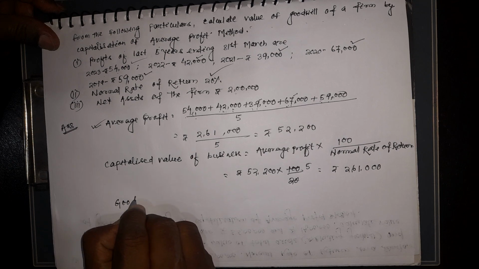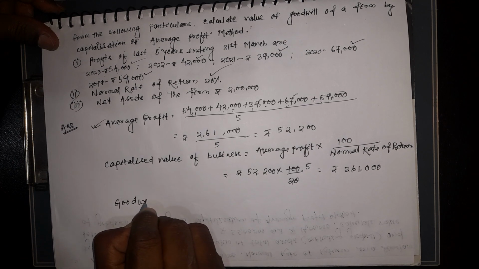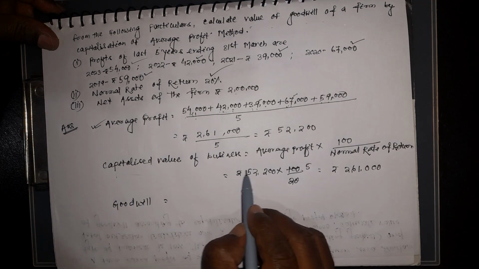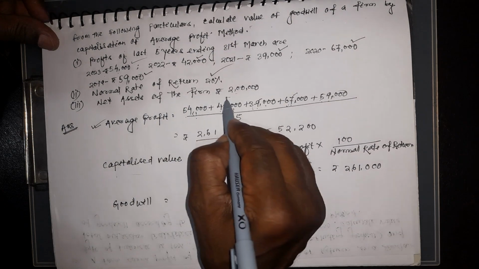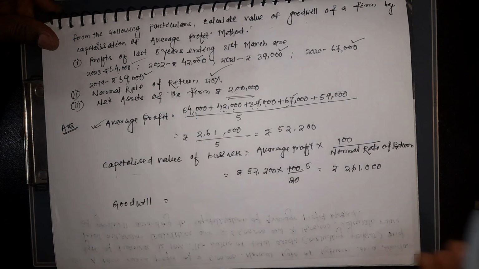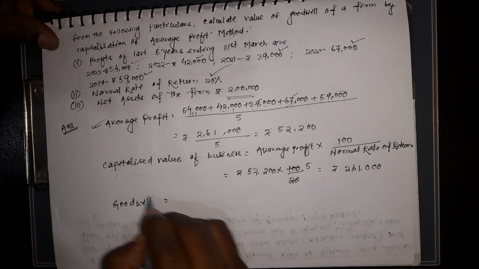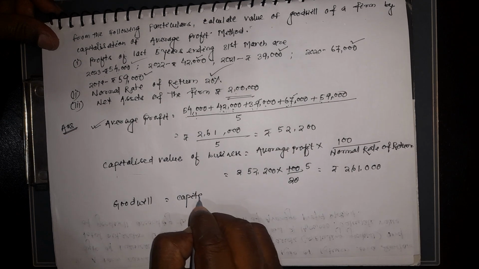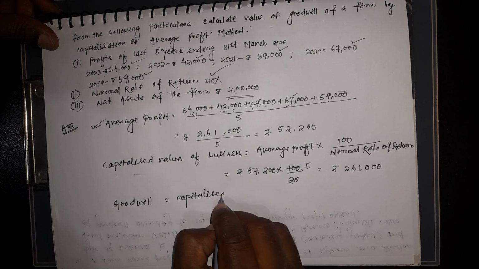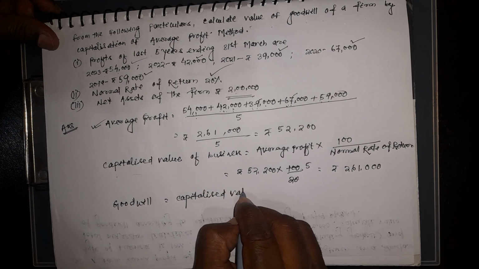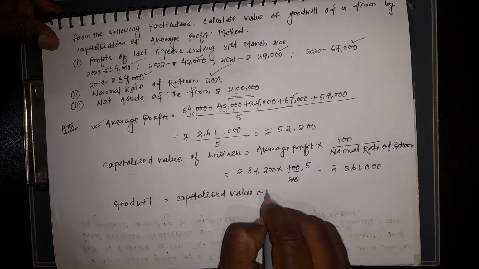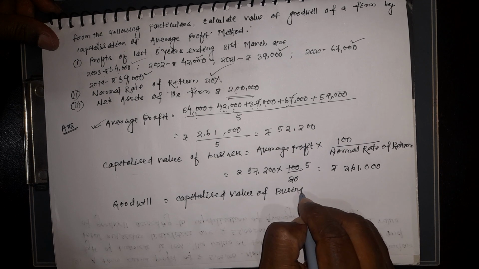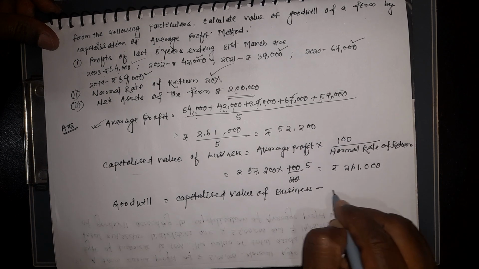So goodwill equal to. These are the steps. First step, average profit, then capitalized value of the business, and net asset is already here, that means it is mentioned, so no need to calculate it. Simply we will write the formula. Goodwill equals capitalized value of business minus net assets.